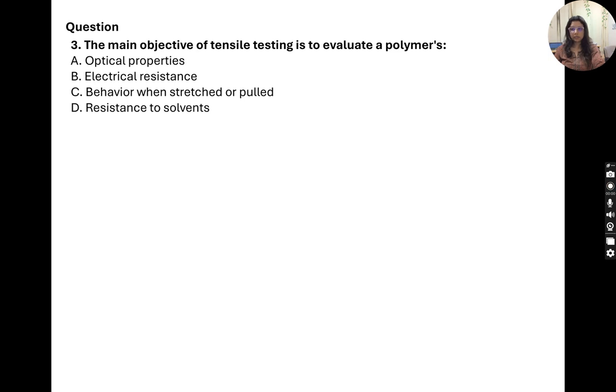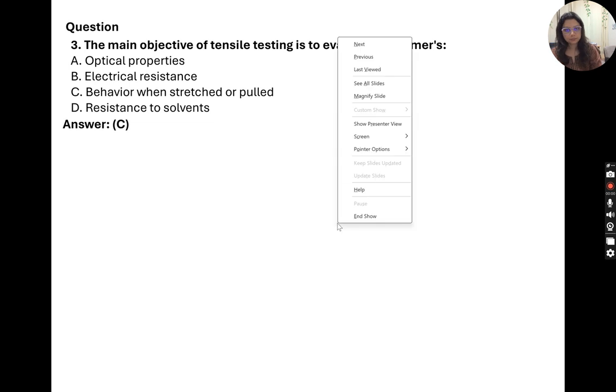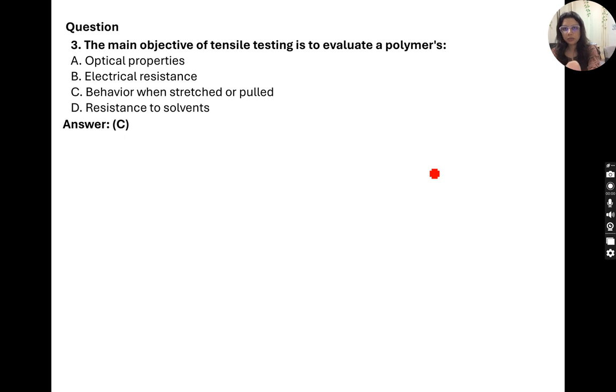Okay. So the answer is C, which says it measures the behavior when stretched or pulled in the tensile testing. Yes, because if we look at the other properties like the optical properties, no, the tensile testing cannot be used for the optical property measurement. It cannot be used for the electrical resistance. It cannot be used for the resistance to solvent.